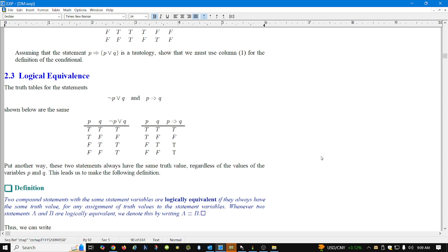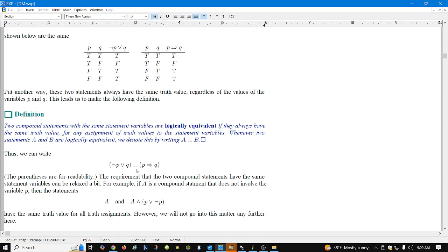Today we are going to discuss logical equivalence, and this is a key topic in elementary logic. Let's take a look at the truth tables for these two simple compound statements. Not P or Q has this truth table, and P implies Q has, in fact, the same truth table. That means that these two statements always take the same truth value. When one is true, so is the other. When one is false, so is the other. And it doesn't matter what the values of P and Q are.